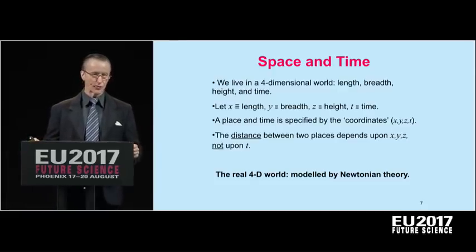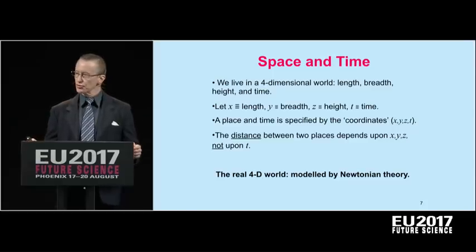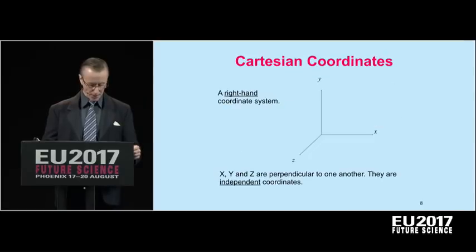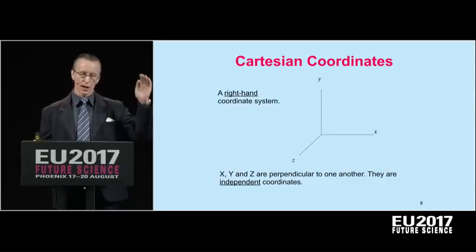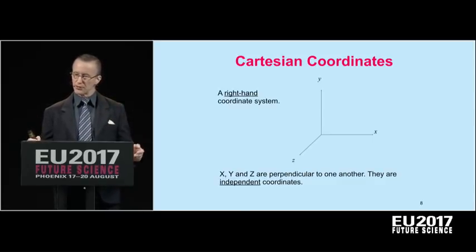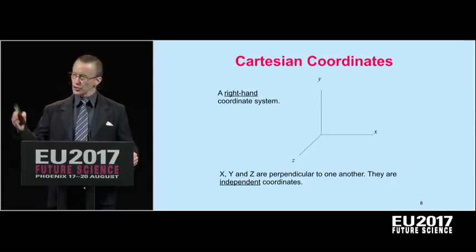Now, that means that the four-dimensional world in which we live, as modelled by Newton, is consistent with Newton. So we'll have now a look at Cartesian coordinates. I'm sure you're all familiar with this from school. Usually we'll have the Cartesian plane, x and y. Here we've added the z, so we have space. But it's just like the corner of a room.